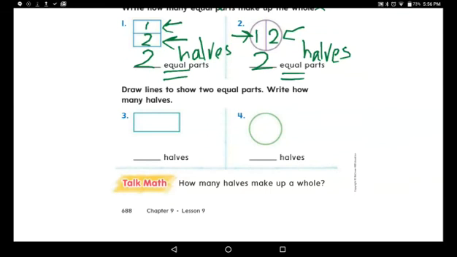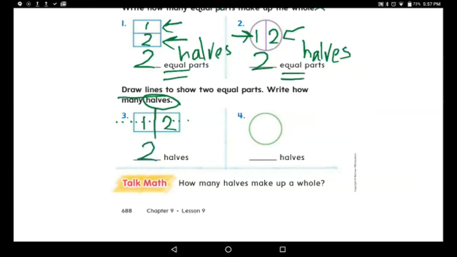Now let's go to the next one. Draw lines to show two equal parts. How many halves? This is draw lines, and I want to know how many halves. Okay? I'm gonna cut this. Look, I can cut it in two ways. The first way, I cut it like this. It is two halves. Or the second way, I cut it like this. Okay? You can choose one way, not both ways. The one way makes two halves. This is one half, and this is the two halves.